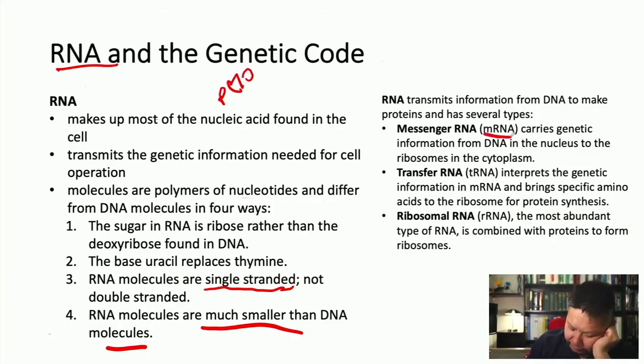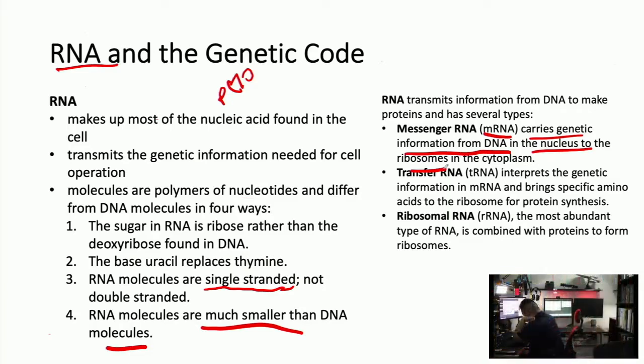There's mRNA, right, which is messenger RNA. It carries genetic information from DNA in the nucleus, right, to the ribosome in the cytoplasm. The ribosome is where protein synthesis occurs, or peptide synthesis, right? Then there's transfer RNA, right?